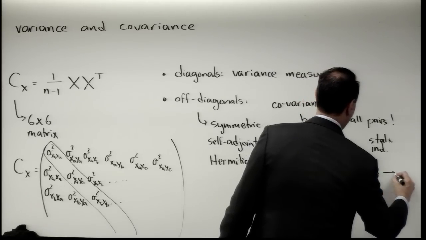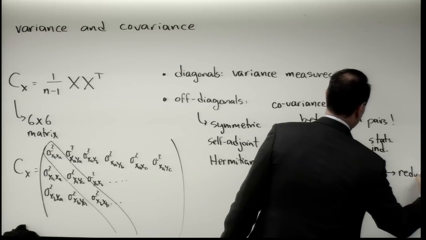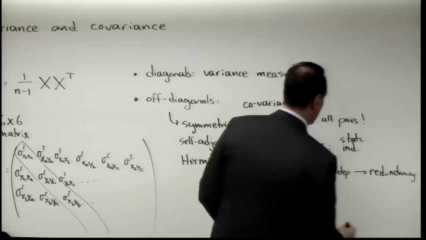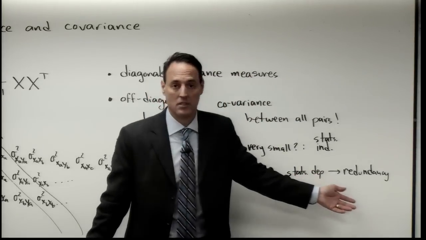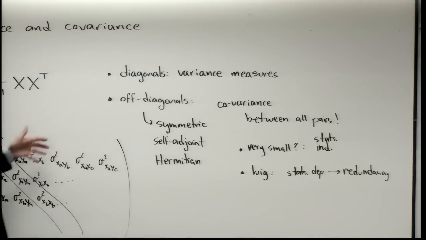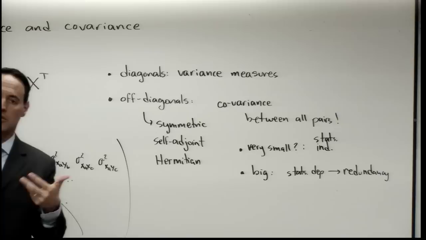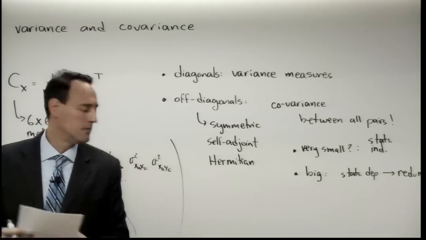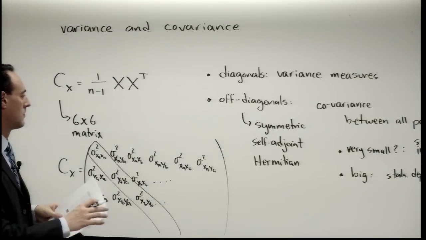And another way to say that is they have a lot of redundancy. So this is how you start identifying redundancy, in fact. You can say, look, the off-diagonal elements, if they're big, are telling me the kind of measures and scores that, in fact, produce a lot of redundancy. Okay?